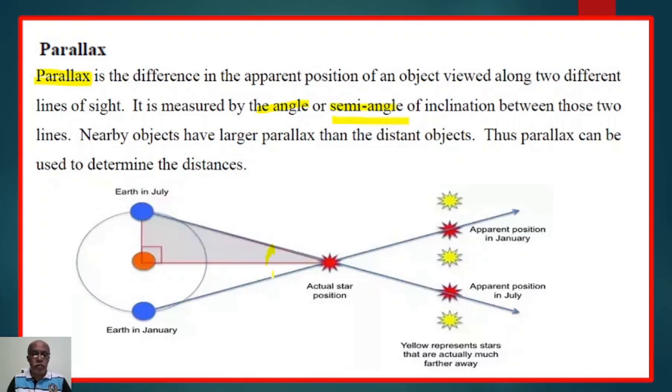Nearby objects will have larger parallax, in the sense of a larger angle of inclination, and very distant objects will have a smaller angle of inclination, otherwise known as smaller parallax. Hence, this parallax is used to determine the distances of objects which are very far away, just by measuring the angle subtended.